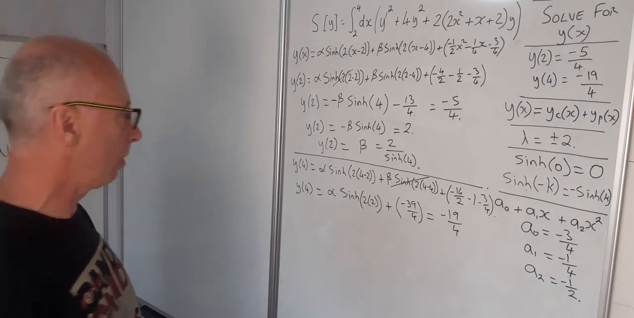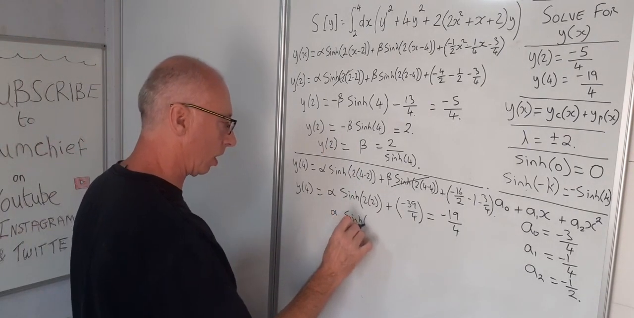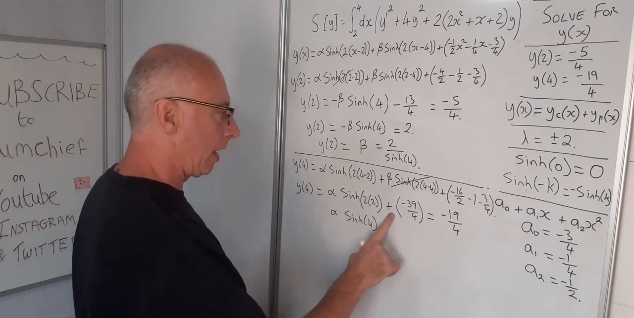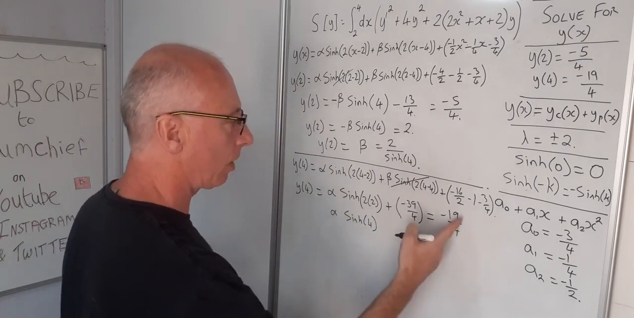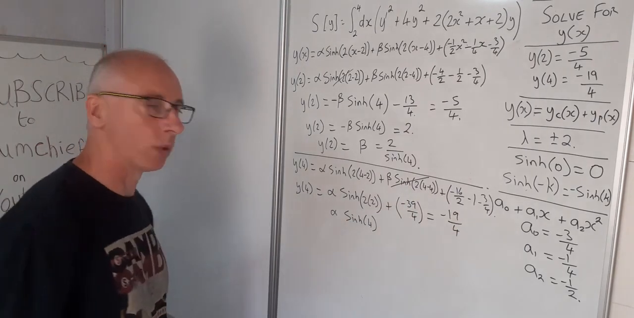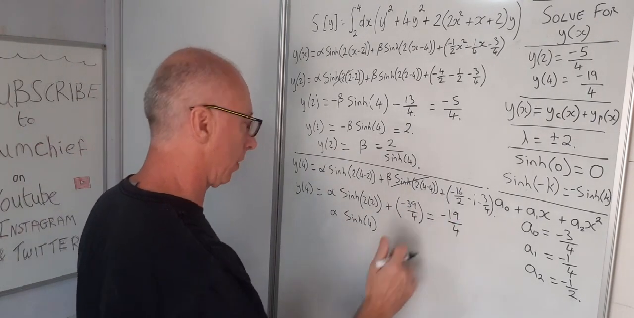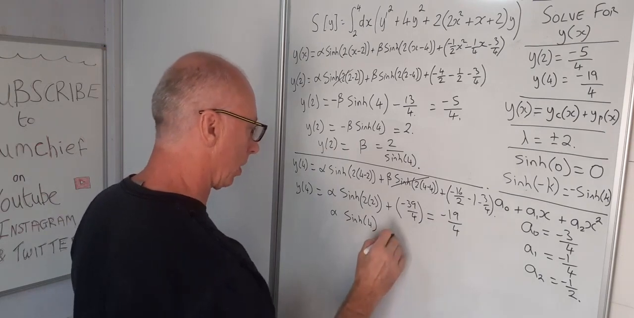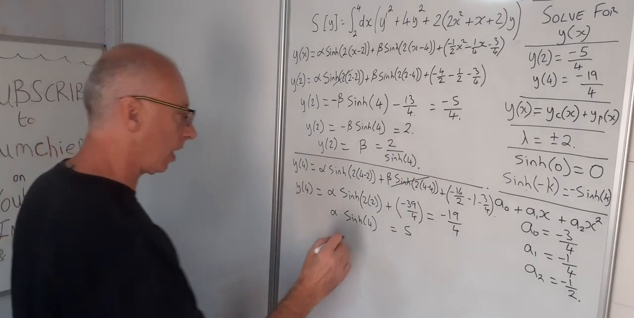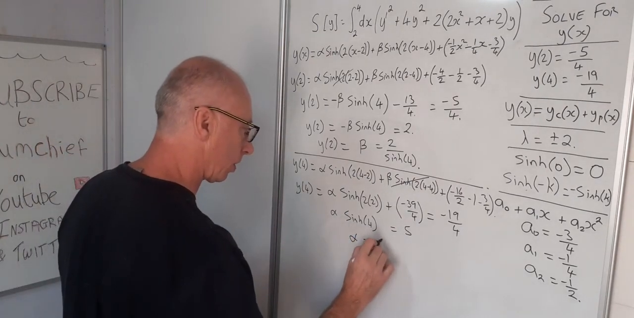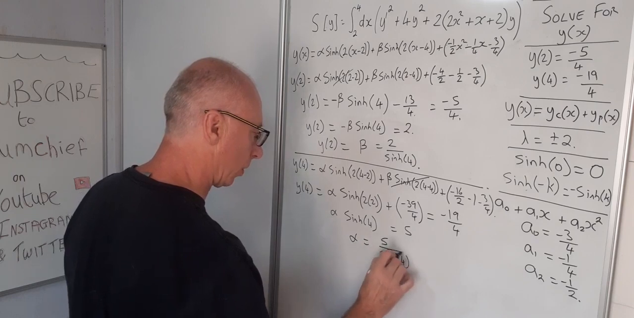Okay, now let's do as we did before. Alpha sinh of 4. Then we've got plus minus 39 over 4. Let's bring that on the other side. So we add 39 over 4 to this. So that's just going to give us 5. So that equals 5. And now we can say that alpha equals 5 over sinh of 4.